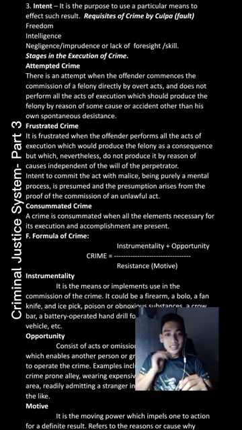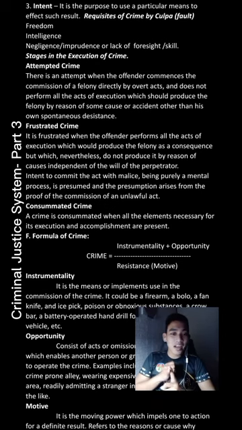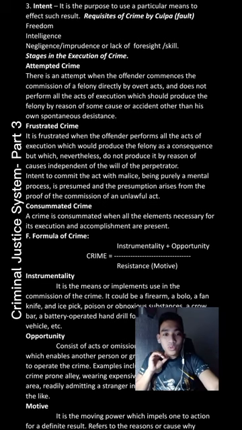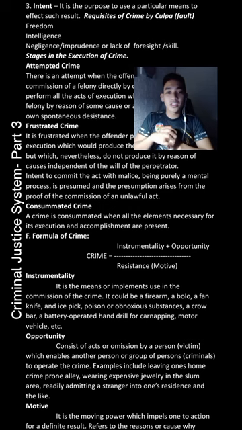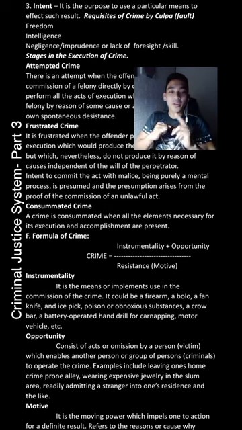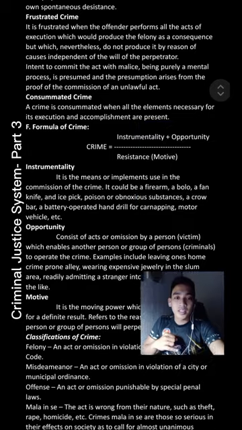Consummated. So the formula is: crime is equal to instrumentality plus opportunity over resistance or motive. So we will not deal more with this one. We will deal more with how this formula works. Instrumentality is the means or implements. Instrumentality means the means or implements used in the commission of the crime. The tools.